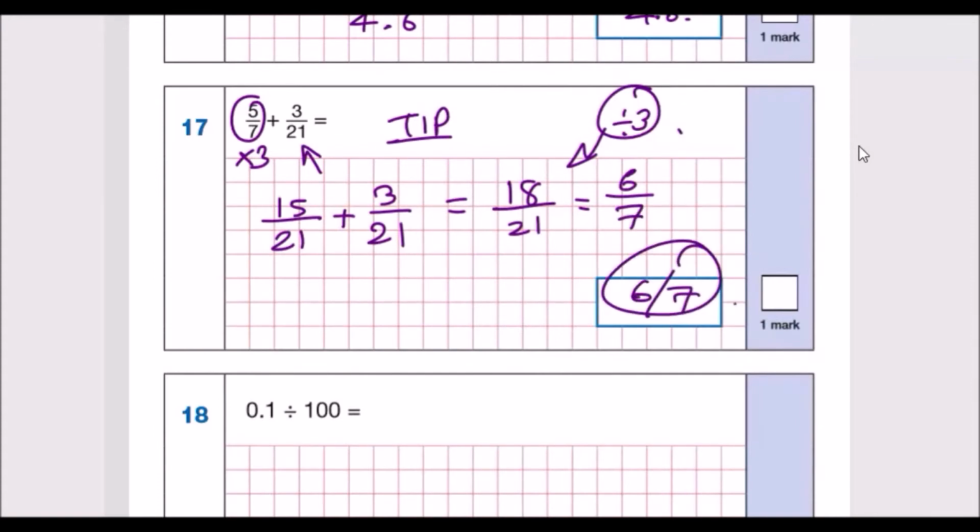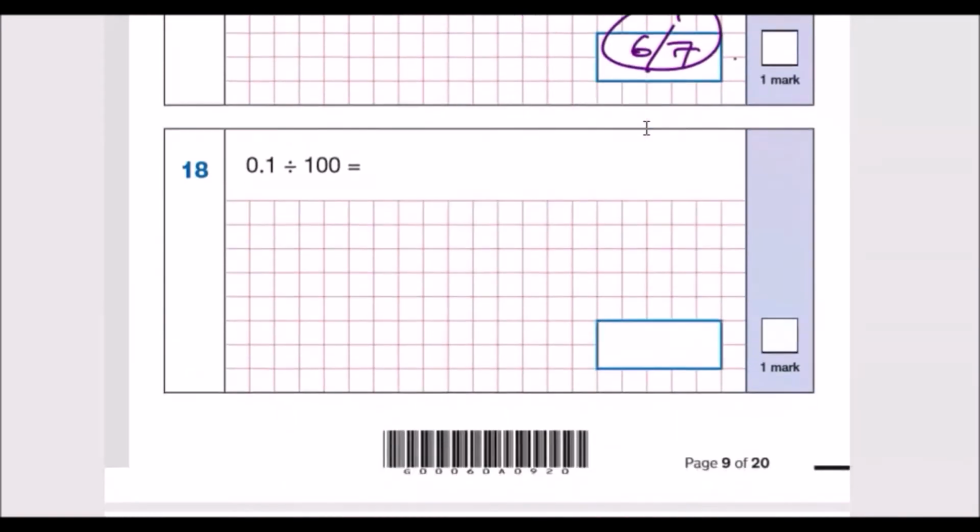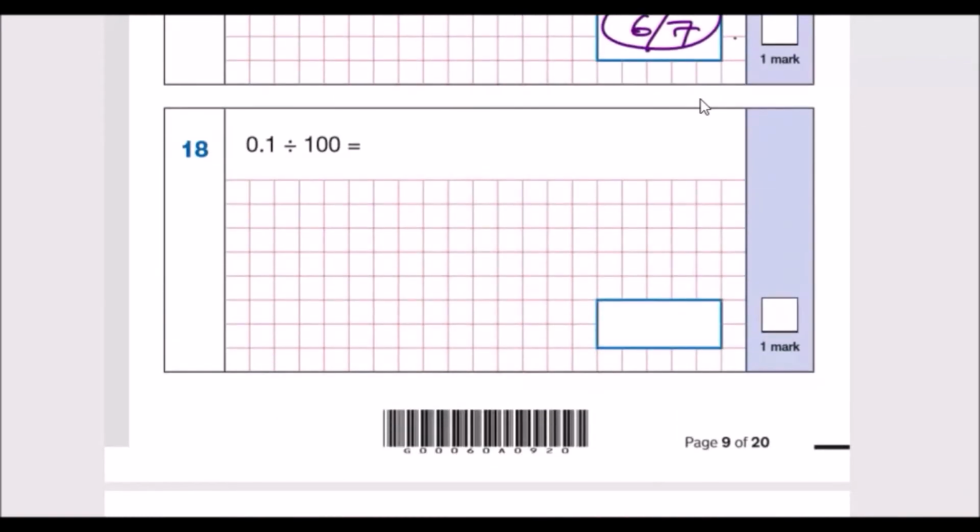Actually, another way you could have done this, if you look at 3 over 21, if you divide up and down both by 3, you get 1 over 7. So you get 5 over 7 plus 1 over 7, which is also 6 over 7. So 2 ways, guys. If you did either way, well done. Now, for this one, number 18. So we've got 0.1 divided by 100. Oof. You can even know this by heart and get the answer.